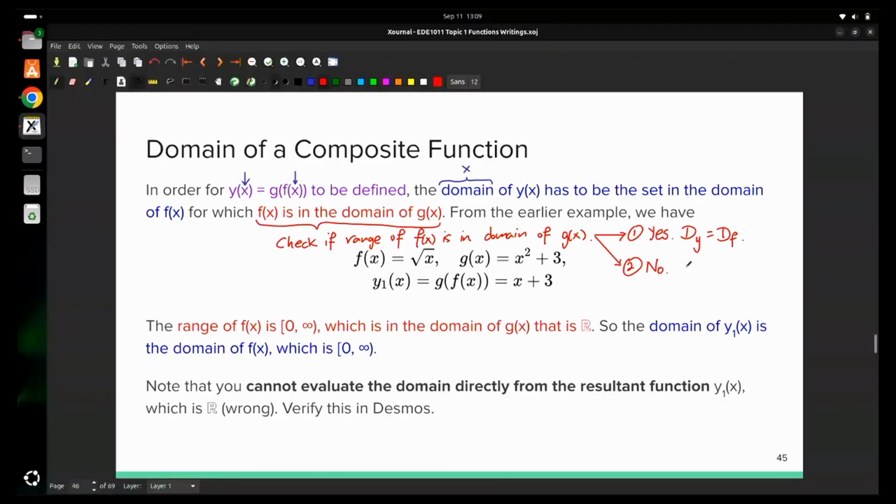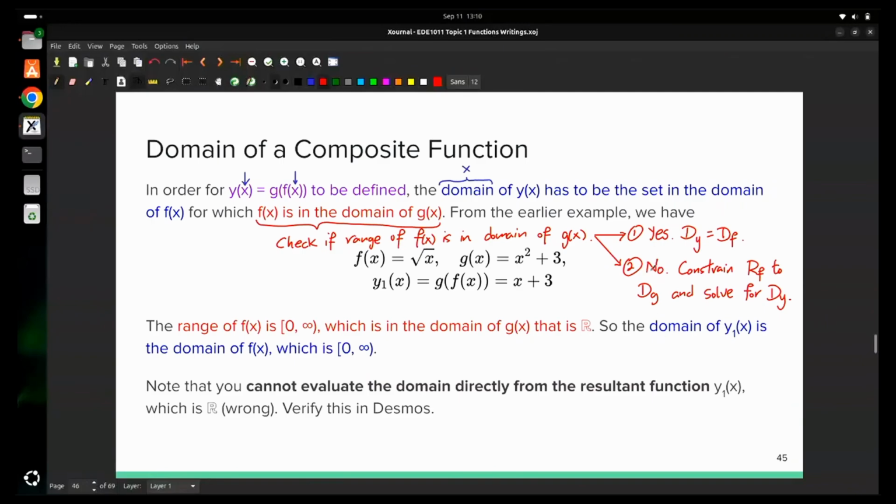So if no, then we have to constrain the range of f to the domain of g and solve for the restricted domain of y. Okay, so constrain range of f to domain of g and solve for the domain for y. Okay, so much so that your g can be defined. Because your y is basically g. You can see here.